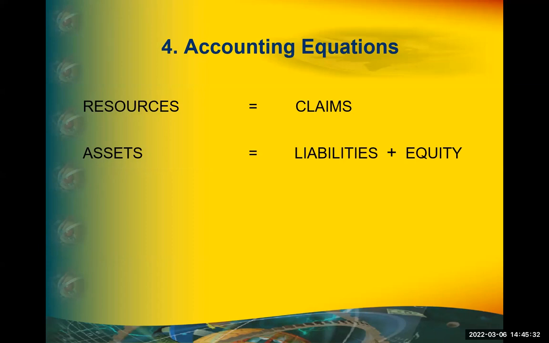Bank loan 5 lakhs, sundry creditor 5 lakhs, capital 10 lakhs. Total is equal to, it goes on like this. This is what we call the financial position of the company.